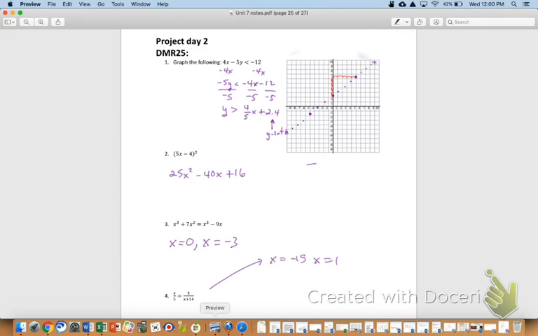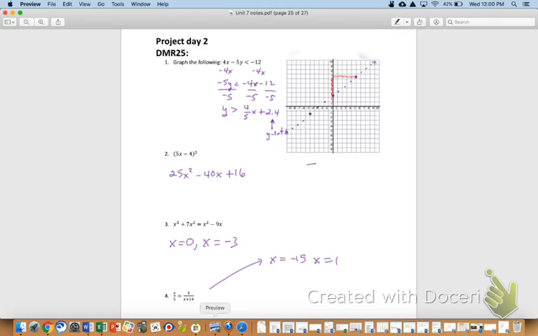Then I've got to consider the shading. Am I going to shade up and to the left or down and to the right? Do you remember how we test that out? Yeah, you got to pick a point and then plug it in. And what point do you think would be easiest? To me, 0, 0 for this one would make the most sense. I agree. But when the line is passing through the origin, you can't do 0, 0. Got to pick something else.